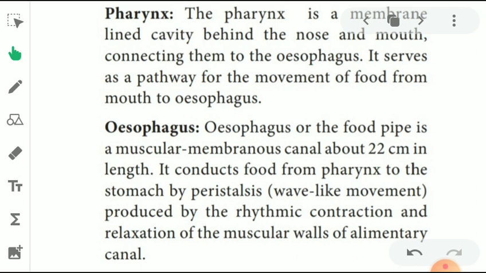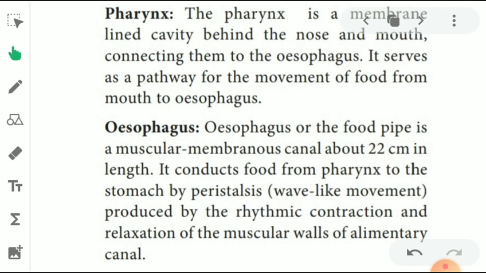Next, the pharynx. The pharynx is a membrane-lined cavity behind the nose and mouth, at the back, containing the opening of the esophagus. It serves as a pathway for food from the mouth to the esophagus. The esophagus is the food pipe, a muscular membranous canal about 22 centimeters in length. It conducts food from the pharynx to the stomach.